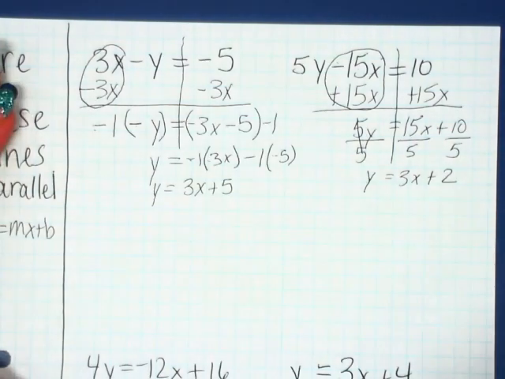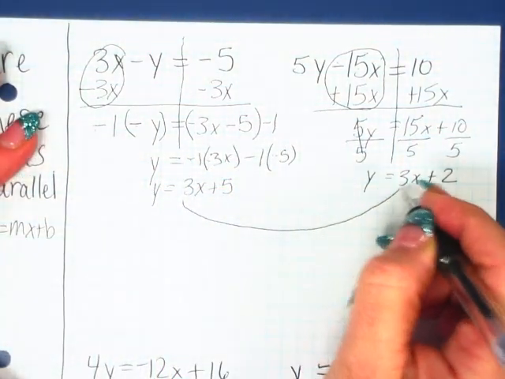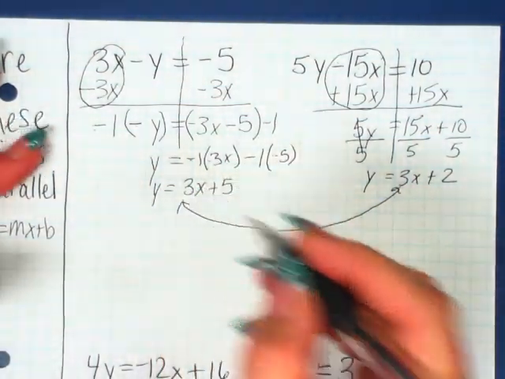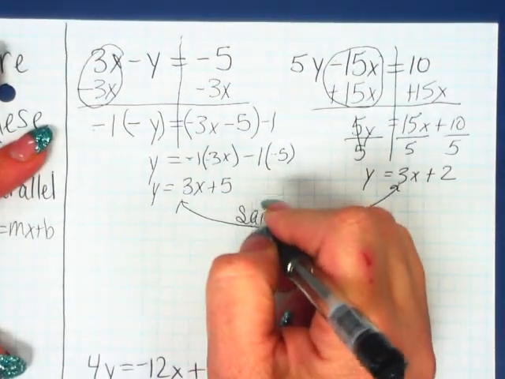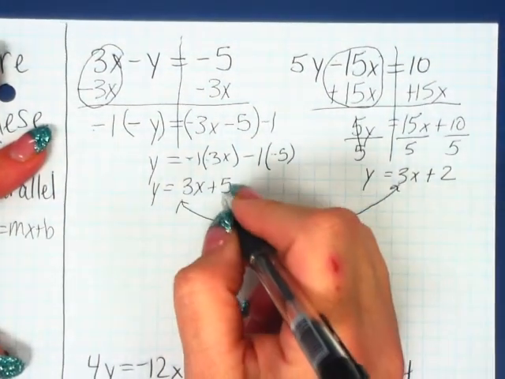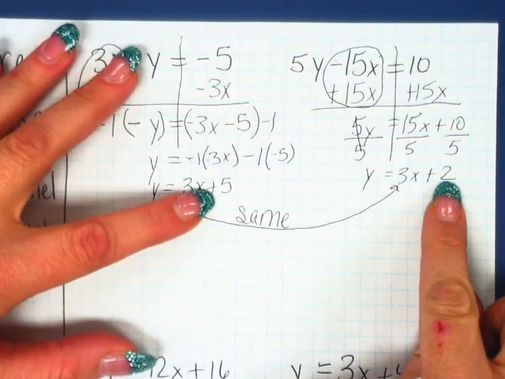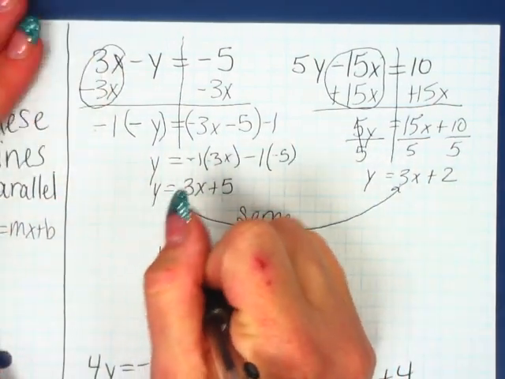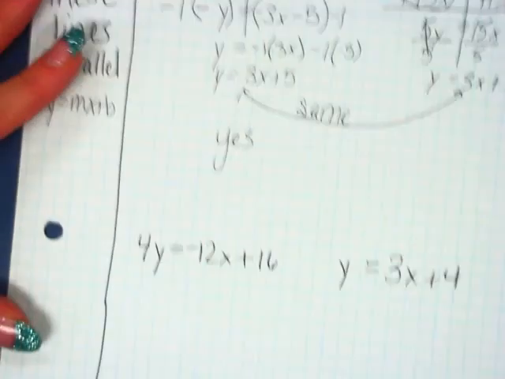Now, in order for it to be parallel, the slope has to be the same, and yes it is. And the y-intercepts have to be different, and they are different. So yes, this is a set of parallel lines.